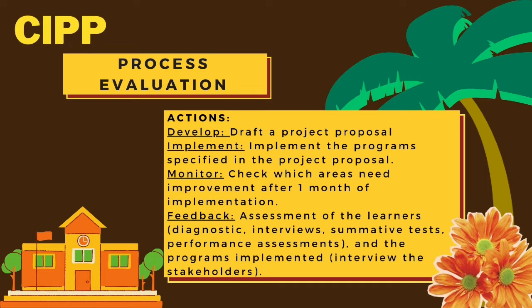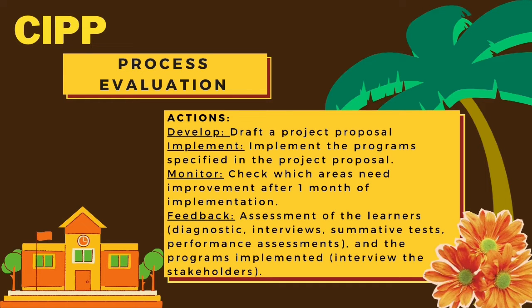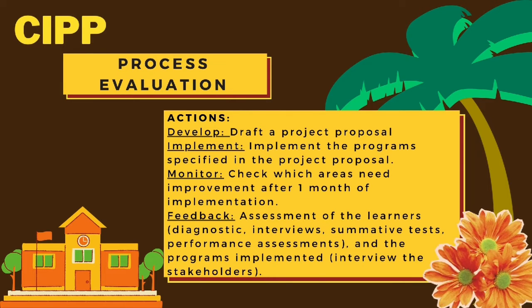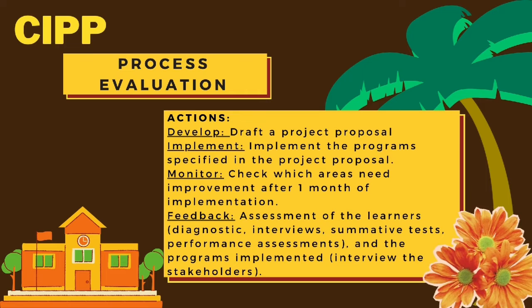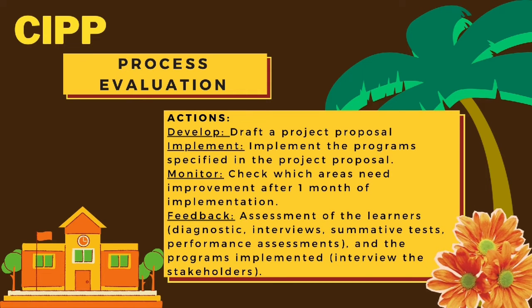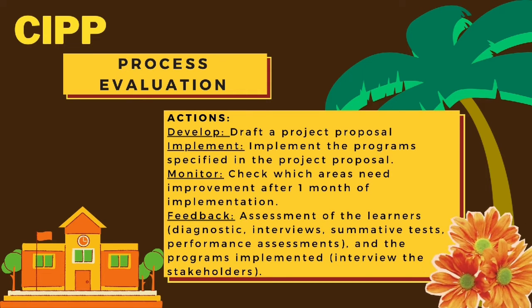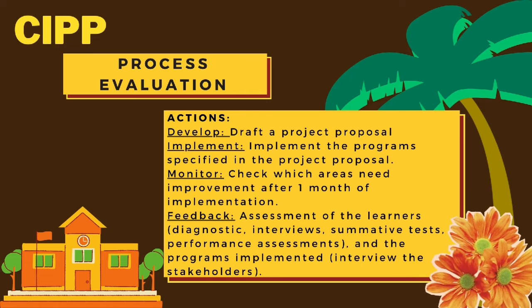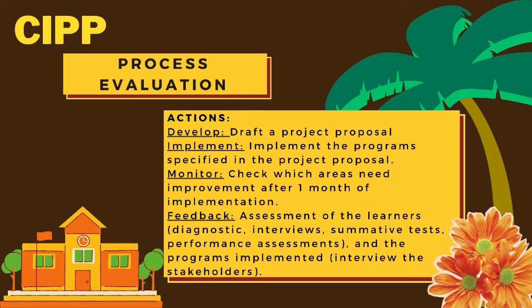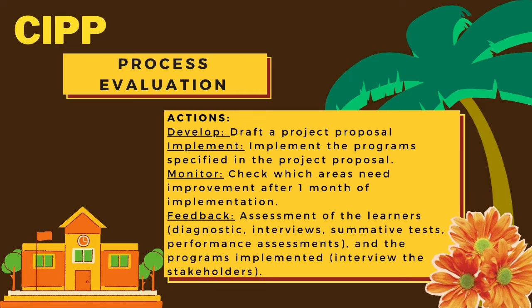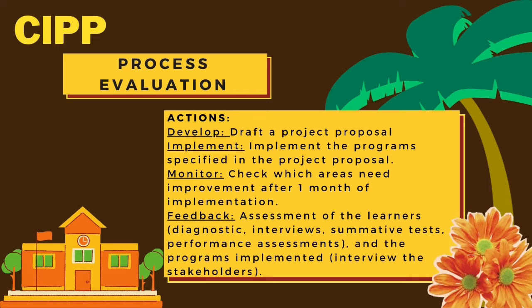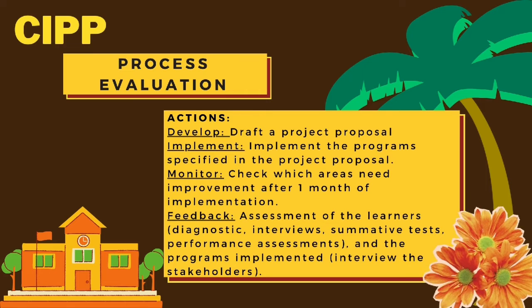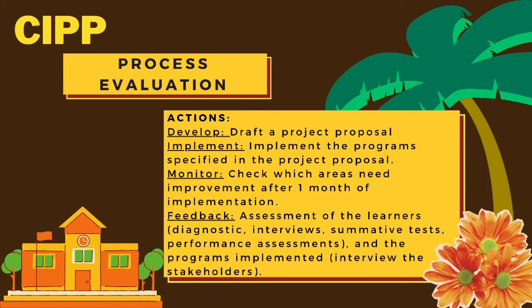And then after that, we have the third, process evaluation. Under process evaluation, we have actions. First is to develop or draft a project proposal. The implementation of this program is specified in the project proposal. Check which areas need improvement after 1 month of implementation to monitor the program. And for the feedback, we have the assessment of the learners, which are diagnostic tests, interviews, summative tests, performance assessment, and the programs implemented, which will be coming from the interview from the stakeholders.